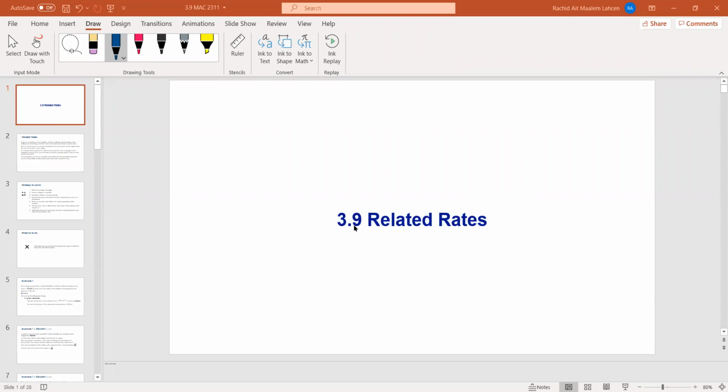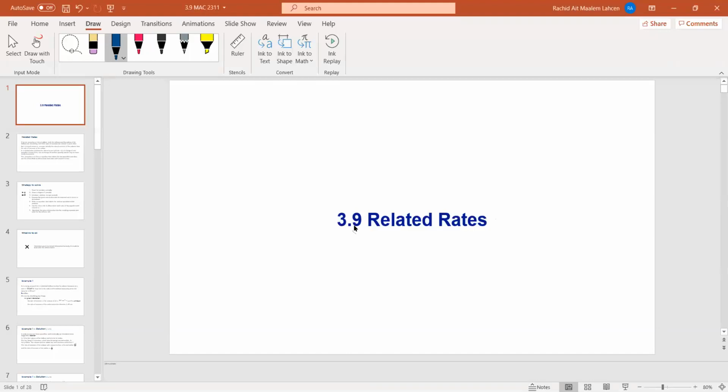Hey everybody, we'll continue chapter 3 and this is 3.9, related rates. There are some topics in calculus that are challenging and this is one of them. Keep in mind that you need to practice these, and for that reason I solved many problems. I would recommend going through them and practicing them over and over until you get the strategy.